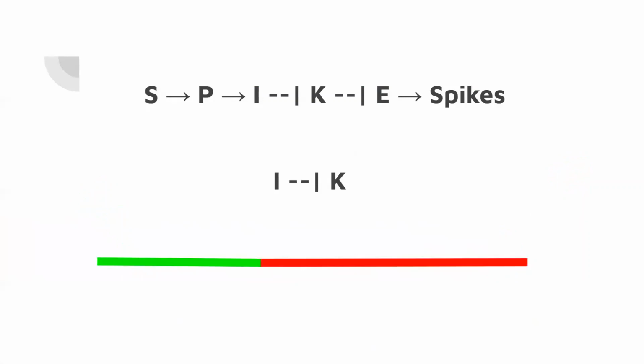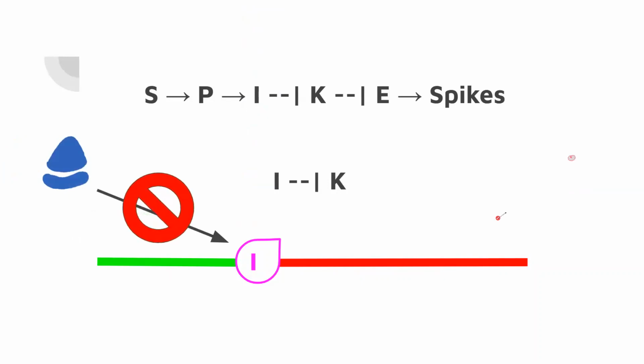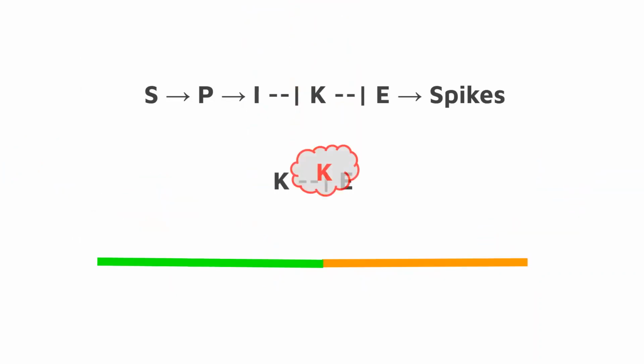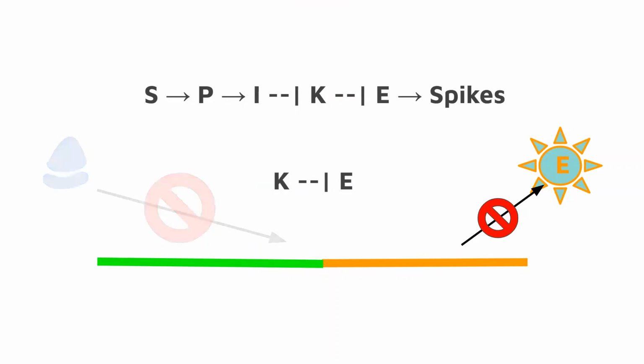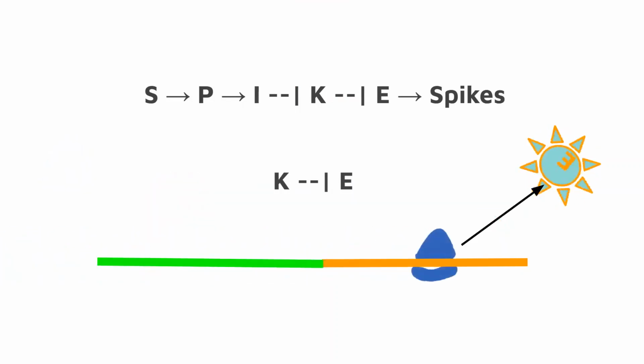If I is successfully activated by P, then it will act as an inhibitor and block the transcription of K. K is an inhibitor of gene E. If K is present, transcription of E will not take place. If K was inhibited by I in an earlier step, then transcription of E will occur.